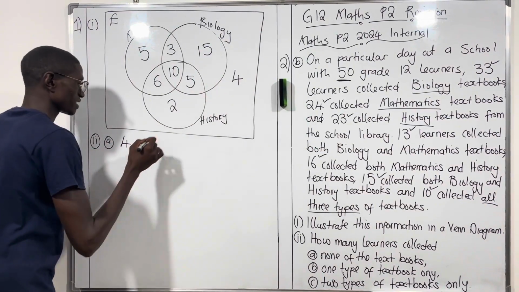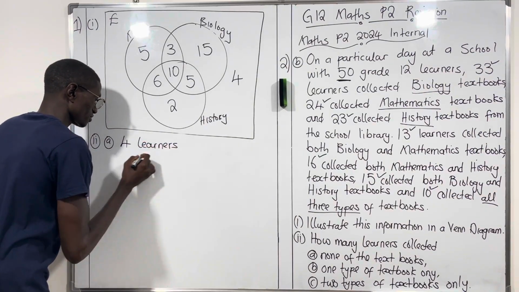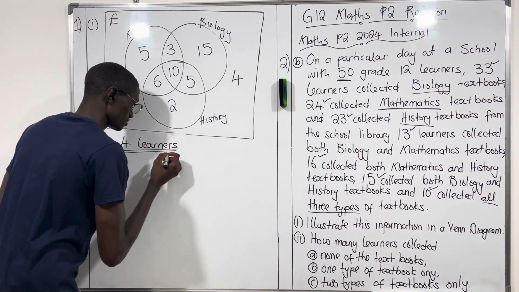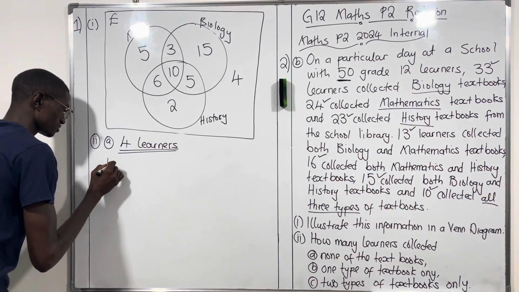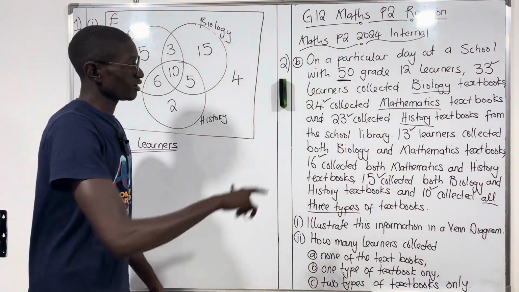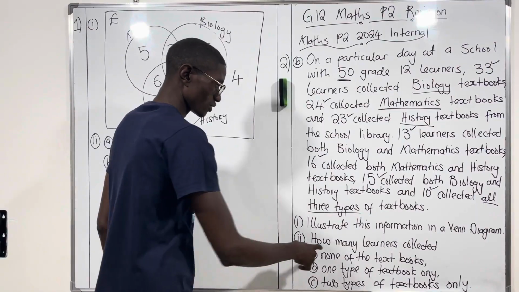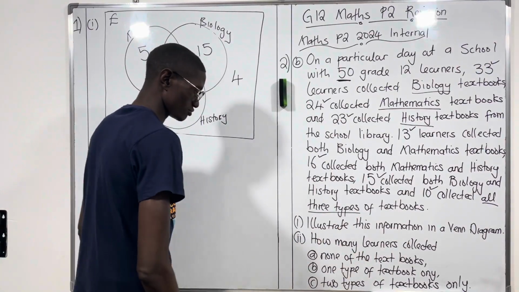So we're dealing with learners. So you have to say 4 learners. Don't just say 4, it can be anything. It can be 4 degrees. It can be 4 centimeters, 4 kilometers. So make sure you indicate according to what you're dealing with in the question. Okay? So 4 learners did not collect any of the textbooks.